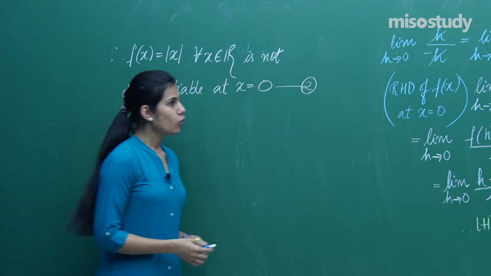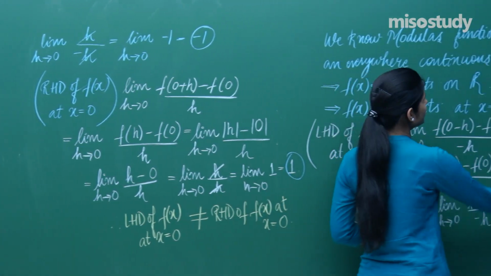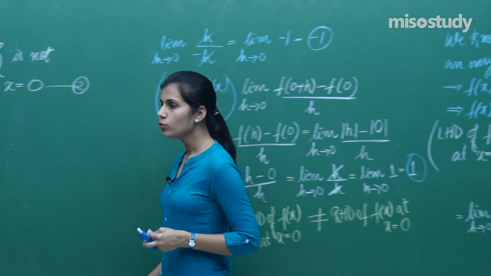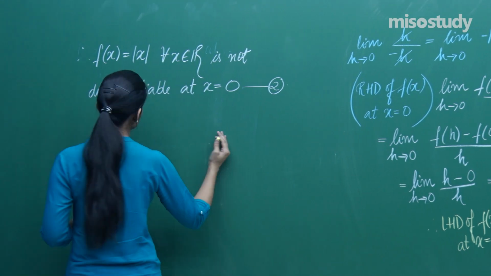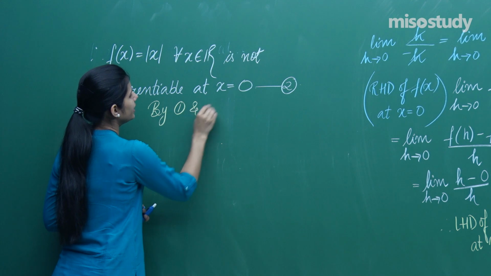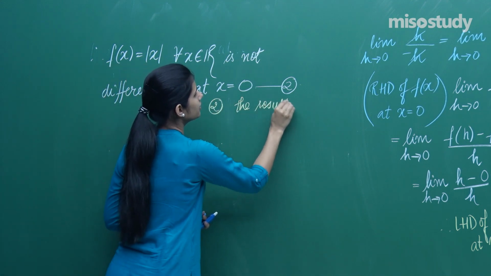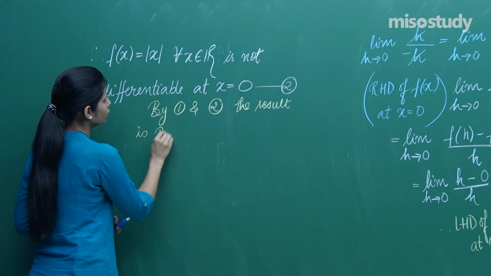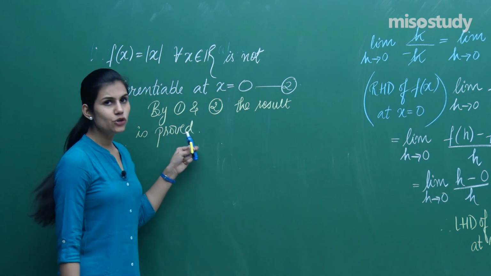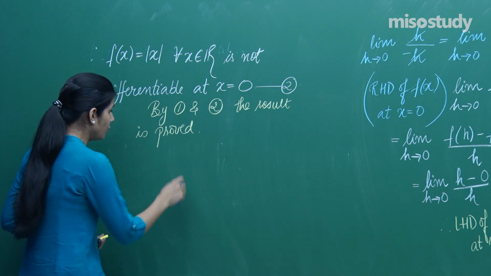Now over here we had proved that my function f(x) equals mod x was continuous at x equals 0. But we have landed in the proof and the conclusion that f(x) equals mod x is not differentiable at x equals 0. By 1 and 2, the result is proved that continuity need not imply differentiability. Understood? Why did this happen?